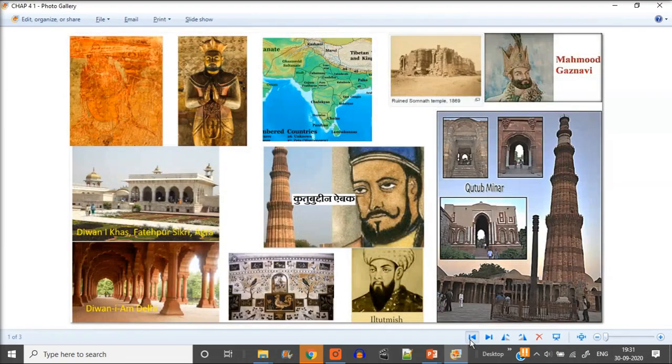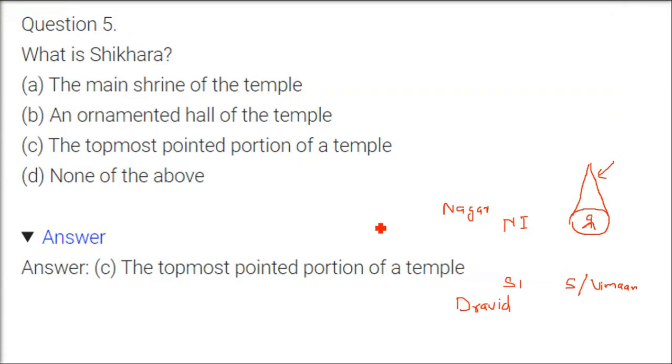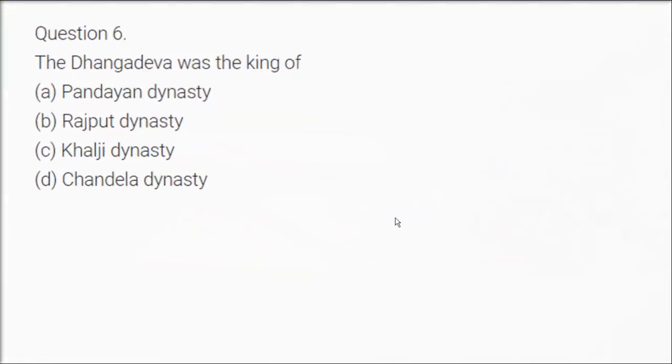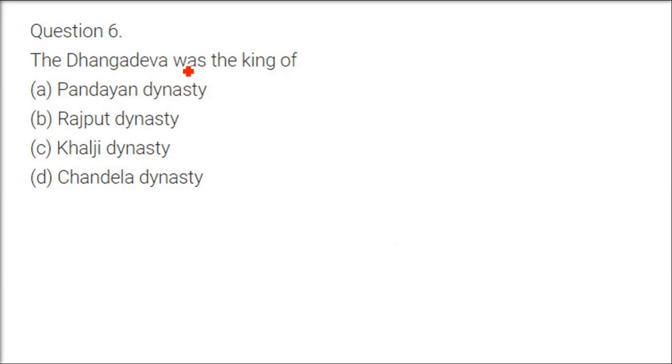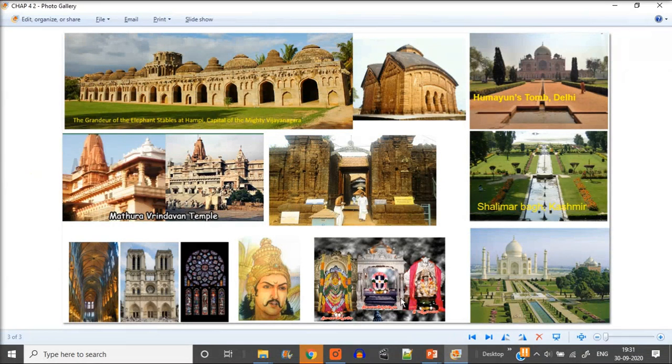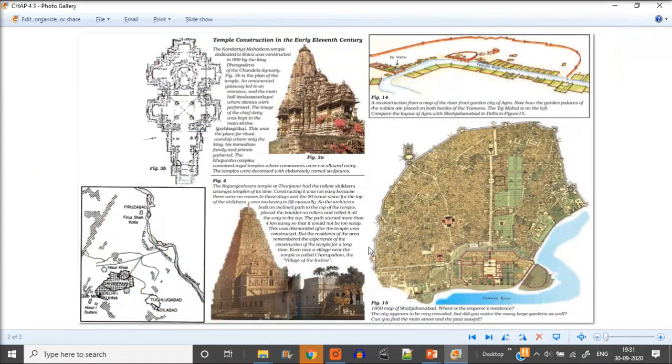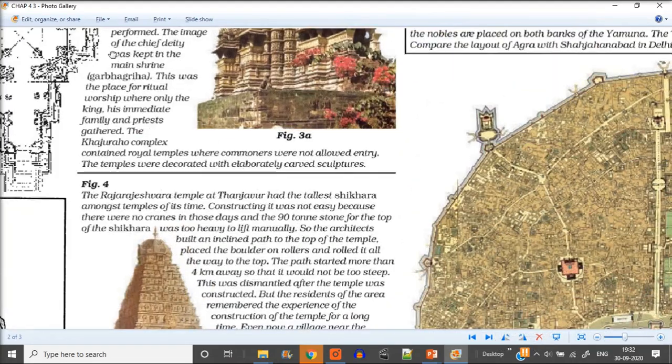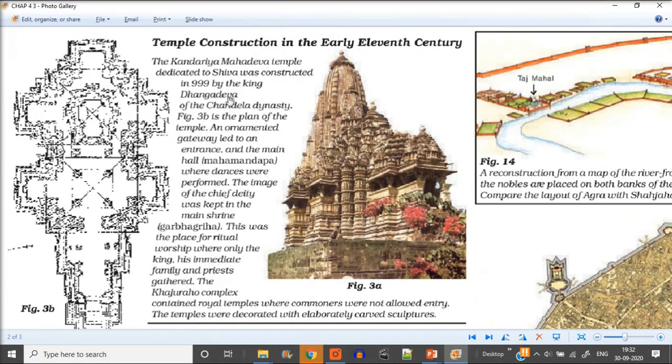From 4 kilometers away it is being called. So Shikhar and Vimana. Now Dhangadev was the king of... Now you might have realized this Dhangadev was a king of... So here, let me just expand it. This content is taken from the chapter Dhangadev, and he was from the Chandel dynasty.